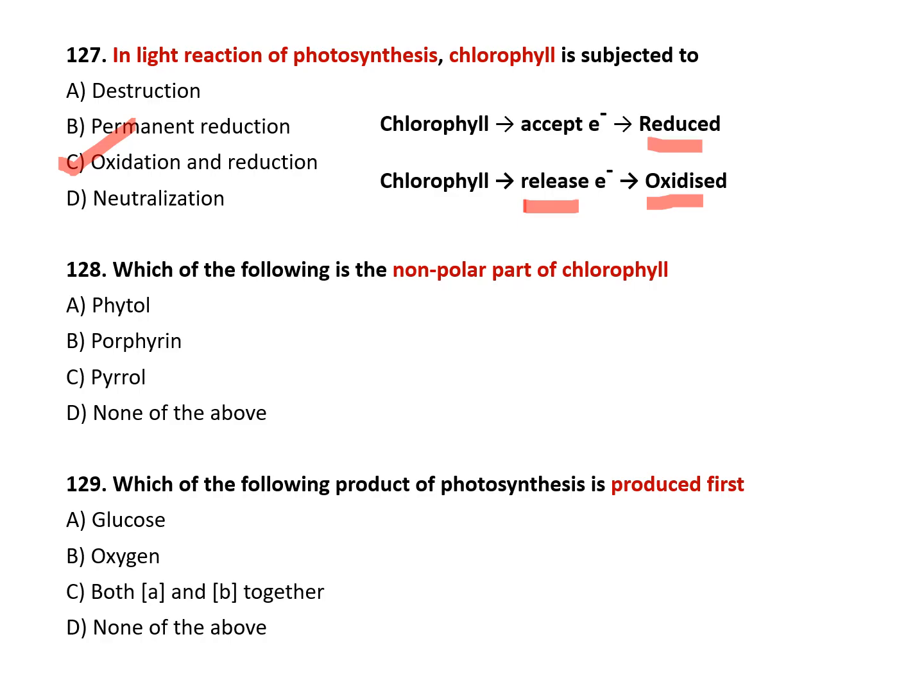The next question, number 128. Which of the following is the non-polar part of chlorophyll? Option A, phytol; option B, porphyrin; option C, pyrrole; option D, none of the above. The correct answer is option A, phytol.